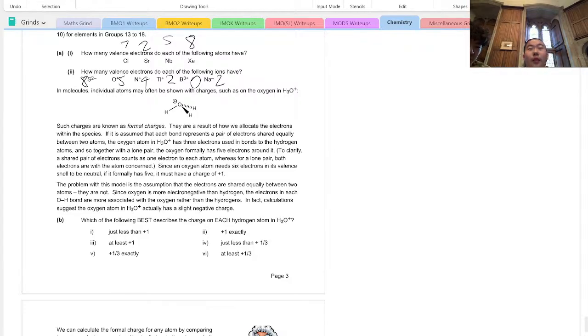Okay. So, which best describes the charge on each hydrogen atom in H3O+? Now, you know, I actually have no idea. So, let's just think about it. So there's 2 electrons. Let's say n of the electrons goes to the hydrogen.